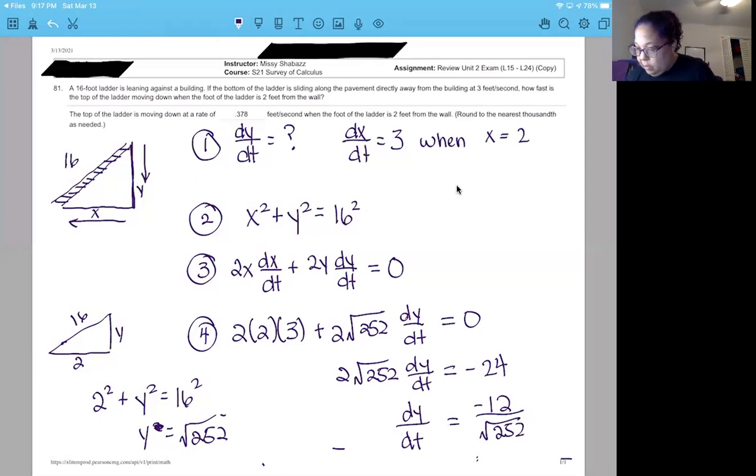And I'll plug that in, 12 divided by the square root of 252. I'm getting a 0.7559, but it looks like that is not what we got. So let's try this one more time. Make sure I got everything correct.